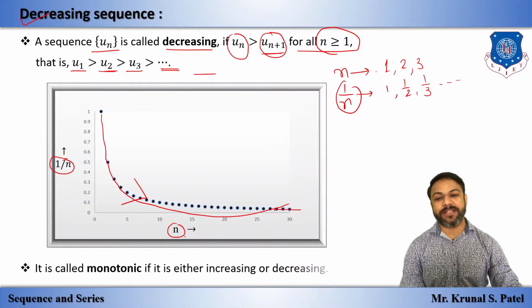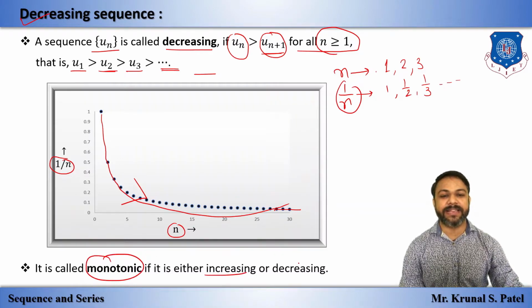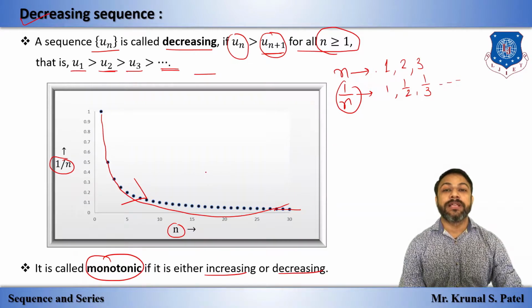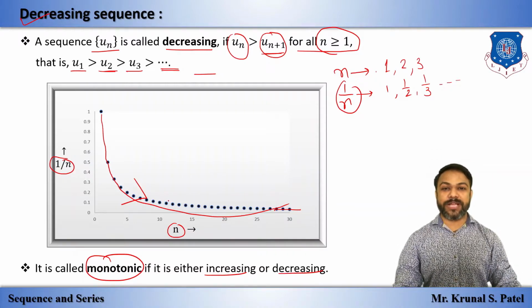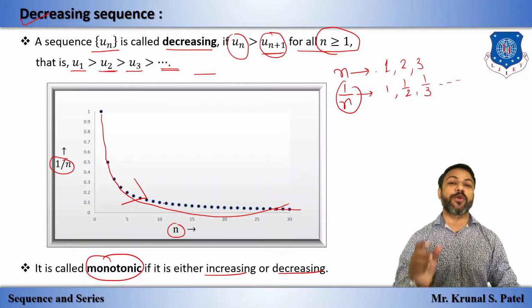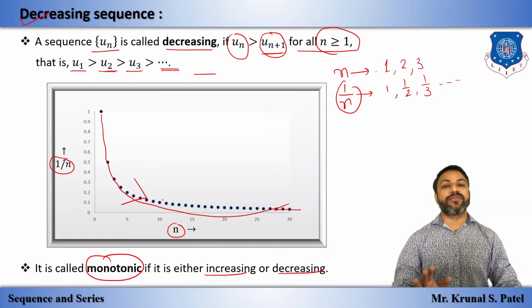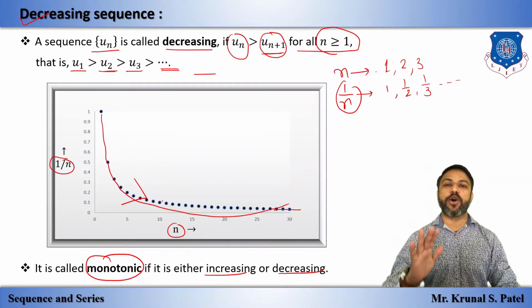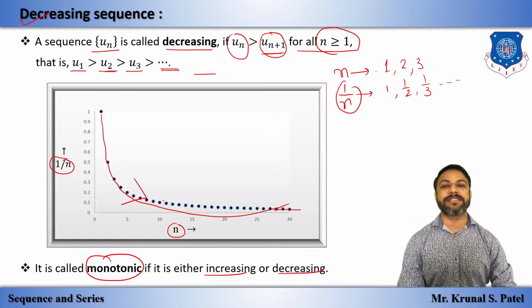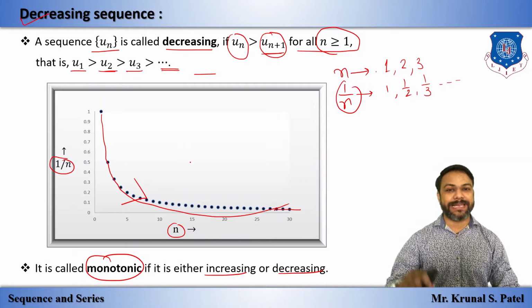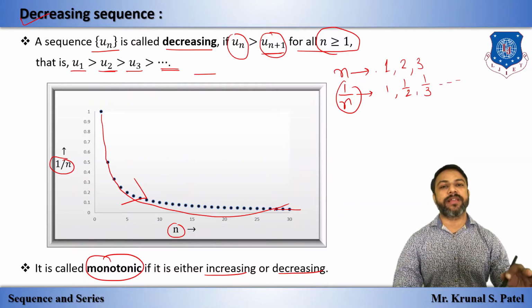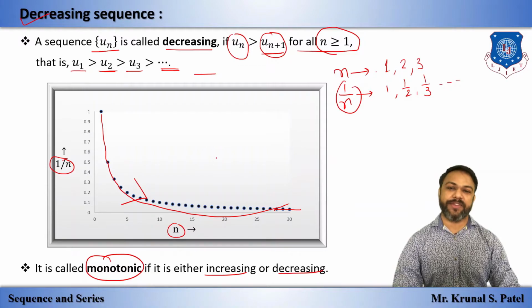And now a sequence is called monotonic if it is either increasing or decreasing. I have just taken these two definitions, increasing sequence and decreasing sequence, because we want to understand what the word monotonic means. If a sequence is either increasing or decreasing, then we can say that the sequence is monotonic. If it is increasing, then it is monotonically increasing. If it is decreasing, then it is monotonically decreasing. So this is the definition.